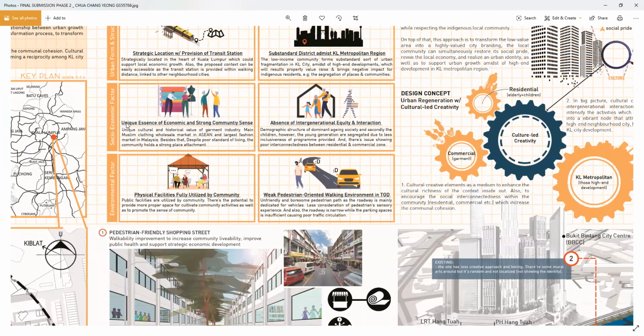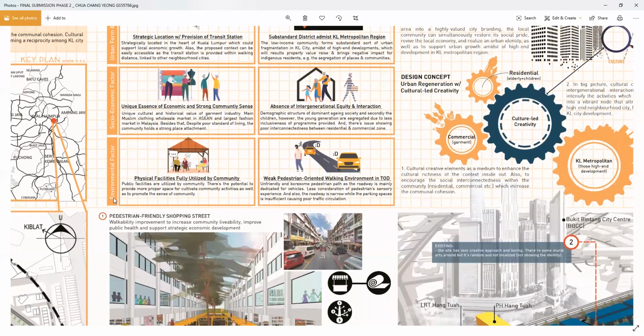But the good side will be, as I mentioned before, the unique essence of the economy, which is the garment industry, and the strong community sense. Our site has a unique cultural and historical value of the garment industry. It is the main Muslim clothing wholesale market in Asia and the largest fashion market in Malaysia. Besides that, despite the poor standard of living, the community holds a strong place attachment.